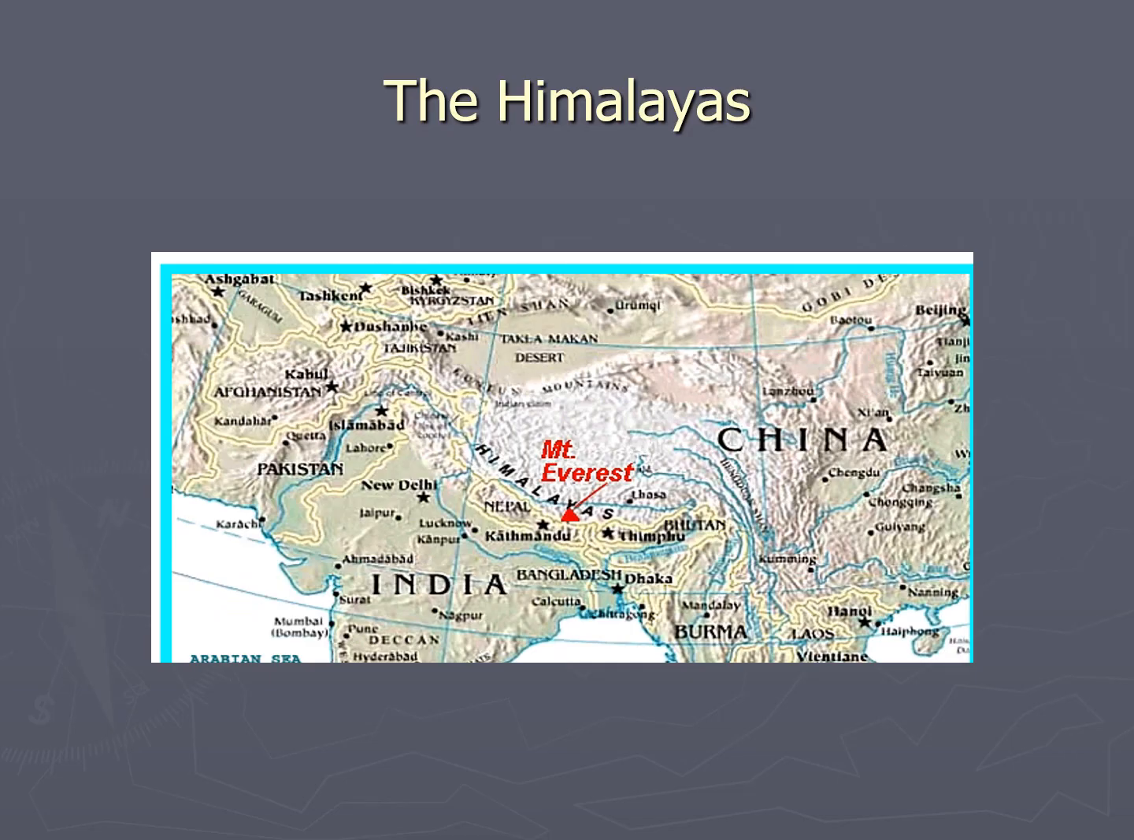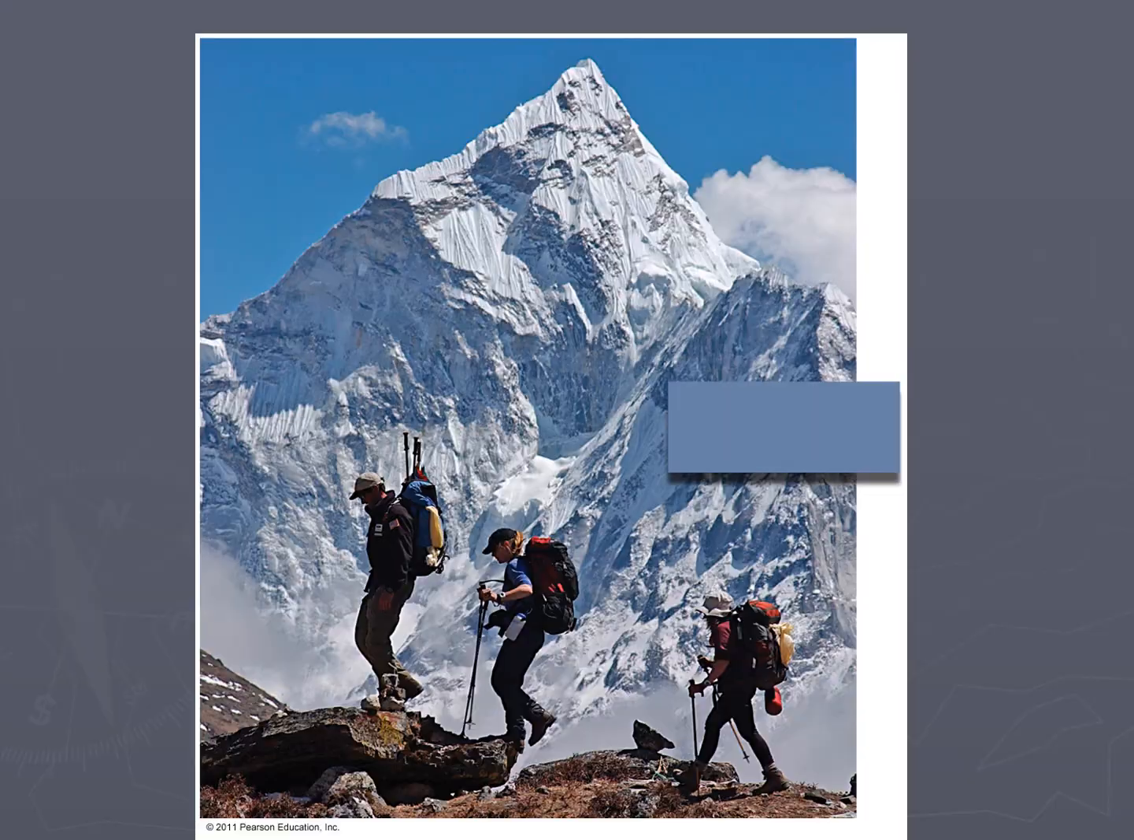So where are the Himalayas? Here they are on a political map. And Mount Everest is actually pointed out there, not too far from Kathmandu. And again, this is because of India crashing into Eurasia.